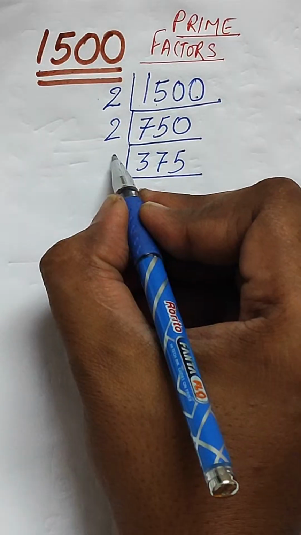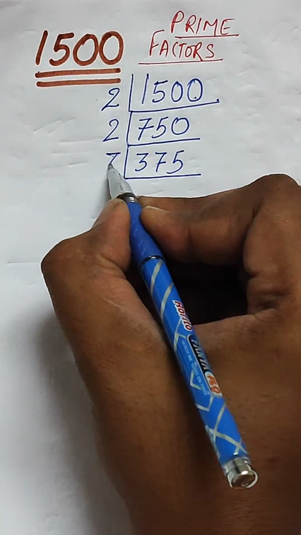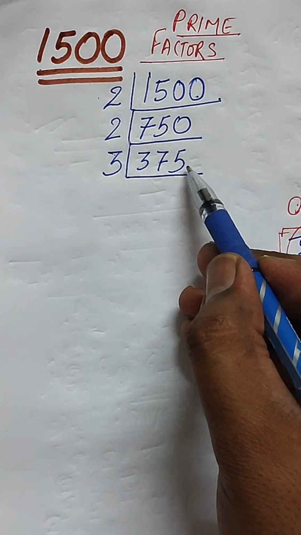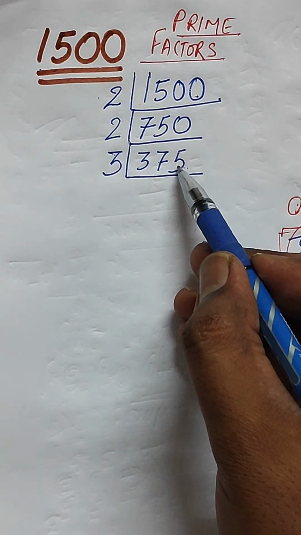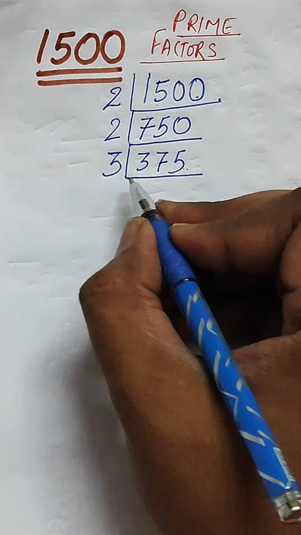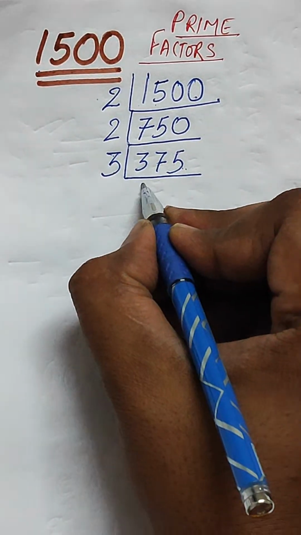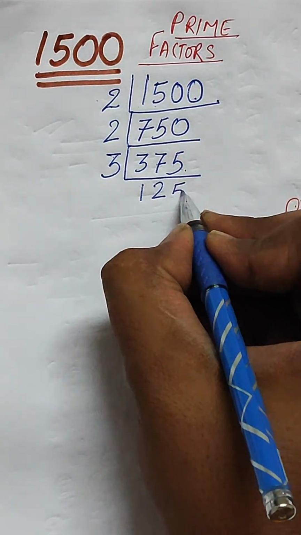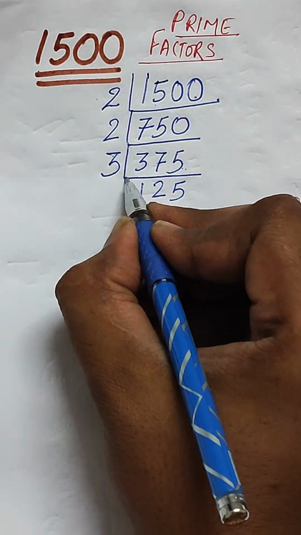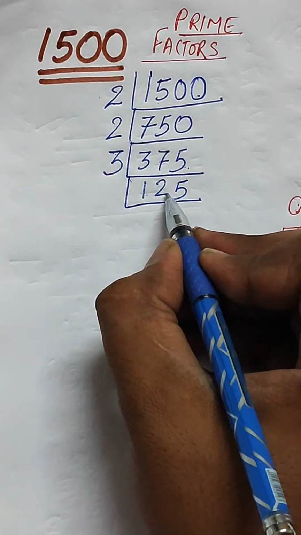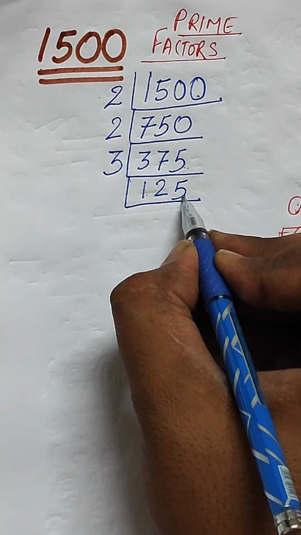After 2, the second prime is 3. From 3 you can try it, because 3 plus 7 is 10, 10 plus 5 is 15, and 15 is 5 plus 1, 6. So 6 is divisible by 3. That's why this 375 is divisible by 3. From 3, 3 1s are 3, 3 2s are 6, 3 5s are 15. In 125 times it's completely divided. And again 1 plus 2 plus 5 is 8, and 8 is not divisible by 3.